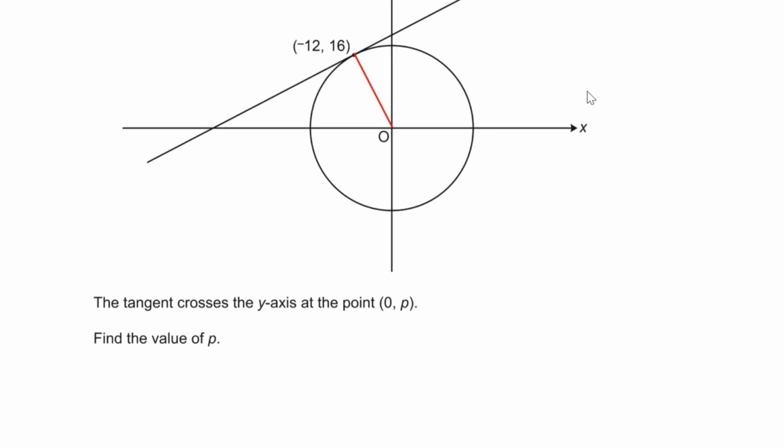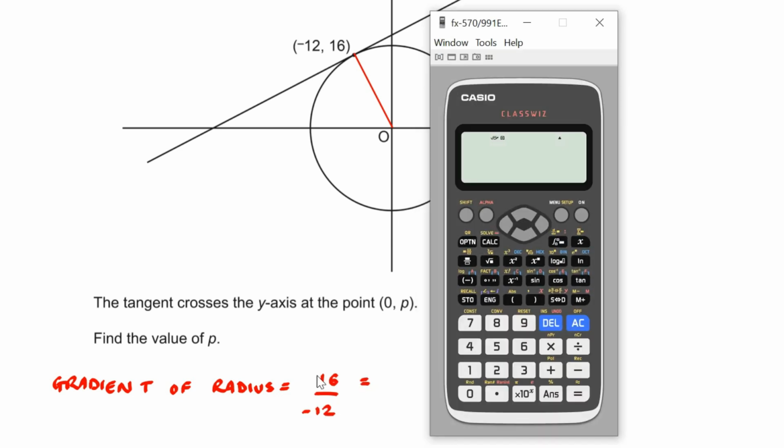So the gradient of the radius, we've got the change in y, which is 16, over the change in x, which is -12. So 16 divided by -12, that's -4/3.